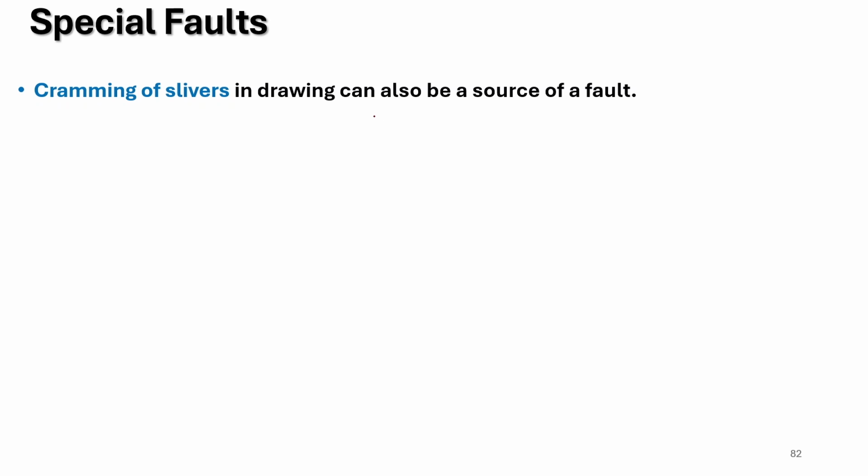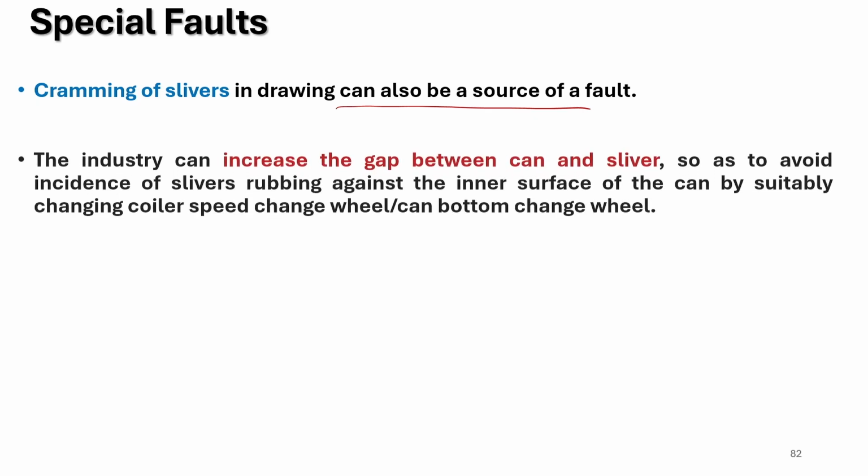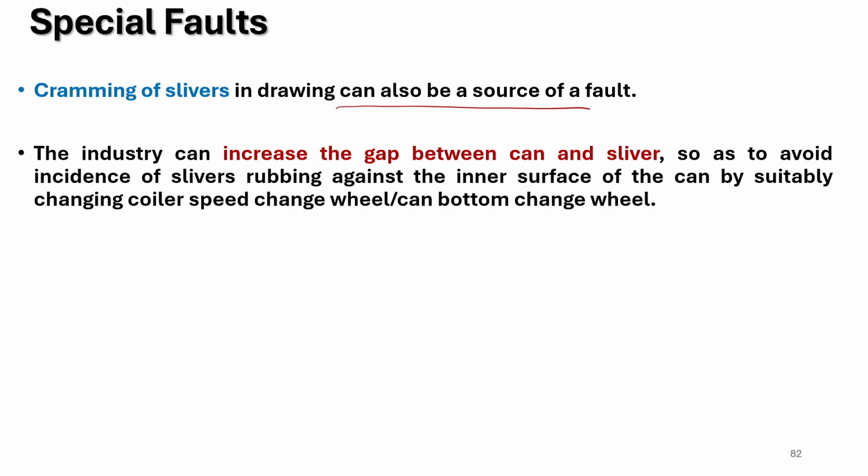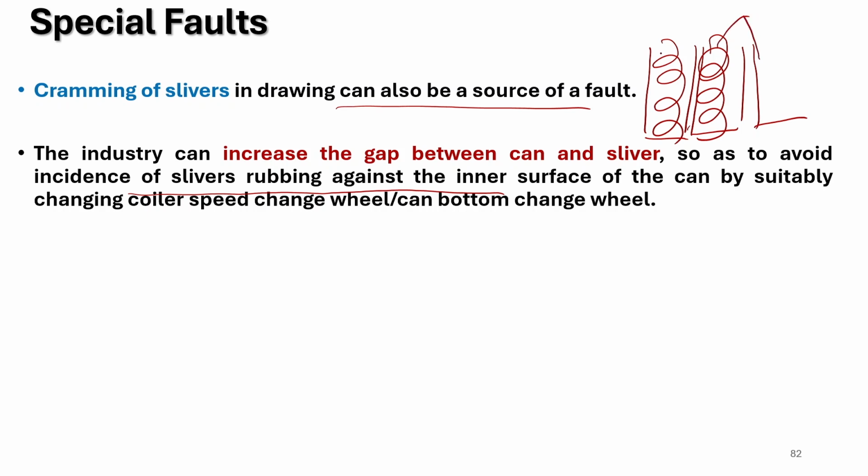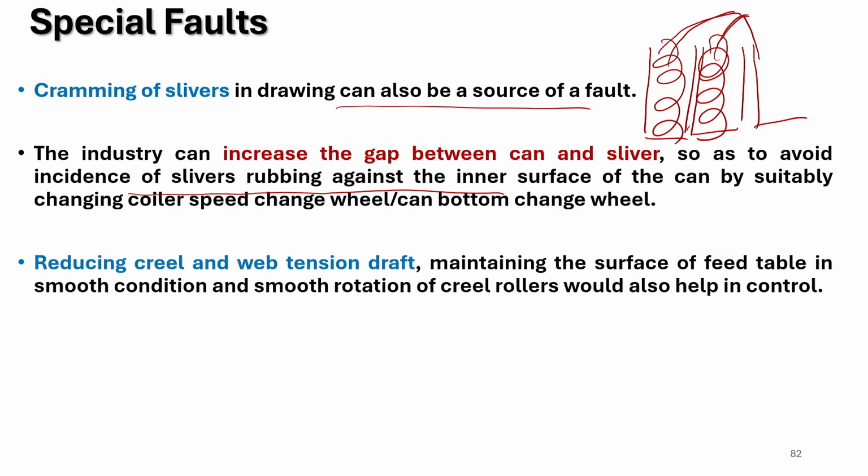Cramming of sliver in the draw frame can also be a source of fault. The industry can increase the gap between the cans so as to avoid the incidence of sliver rubbing against each other. What happens if the can placings are closer, on the creel side, these slivers will rub each other and they are coming out at high speed. So, that will generate the fault. Reducing creel and web tension: web tension we can reduce by controlling the positive control in the feed table, that we can do.